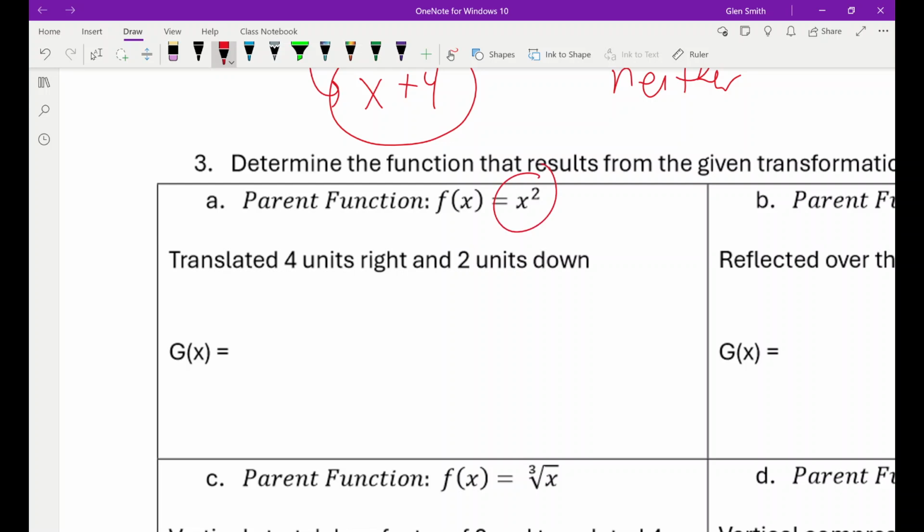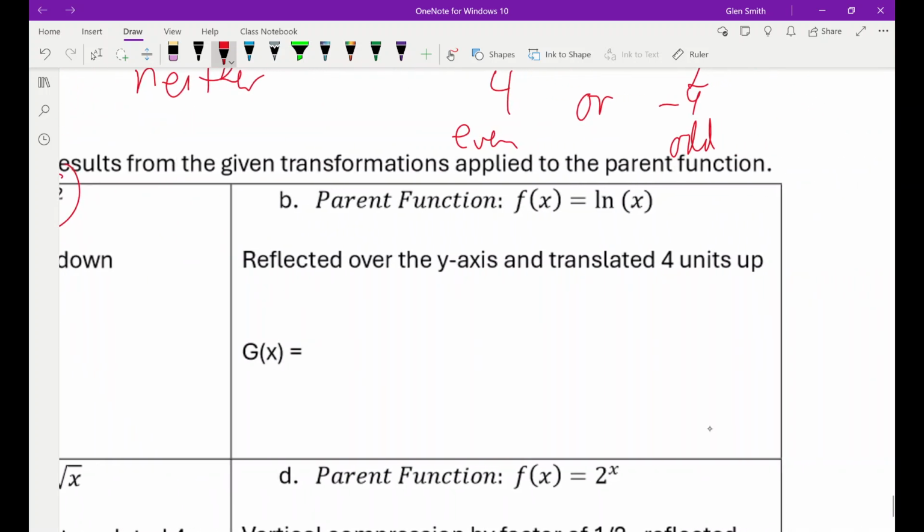I want to take x squared and translate it 4 to the right. That's okay. So minus 4 like that moves it 4 to the right, and down 2 units is a minus 2 like that. Okay, so over here, if I want to reflect it over the y-axis, that means I need to make x negative. So reflect over the y-axis means make x negative like that. Okay, and translate up 4 units means add 4 at the end. So this becomes ln of negative x plus 4.